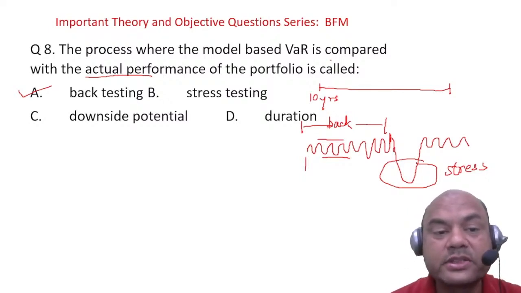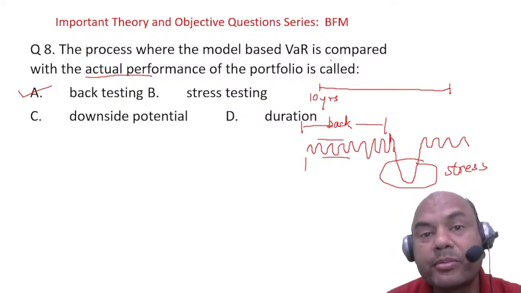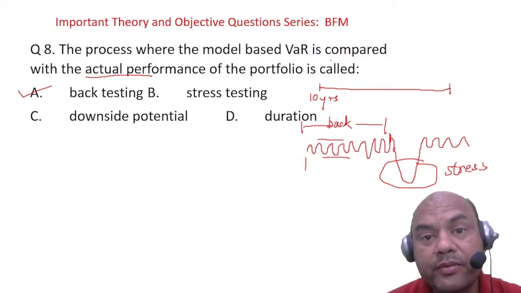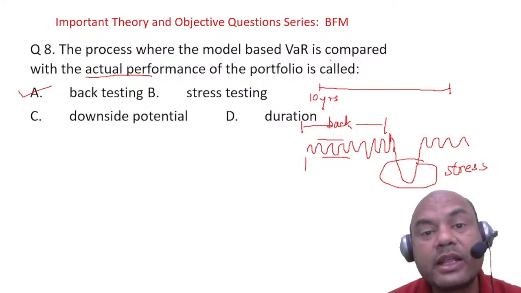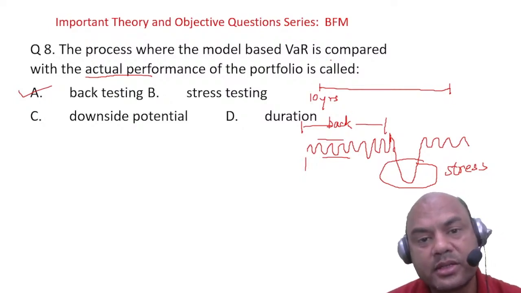It is compared with this, so it is back testing. Back testing is used for limited purposes, for normal trading conditions. I can't use backtesting for the extreme trading conditions. We call it a tail theory. We can't use it for the extreme conditions.